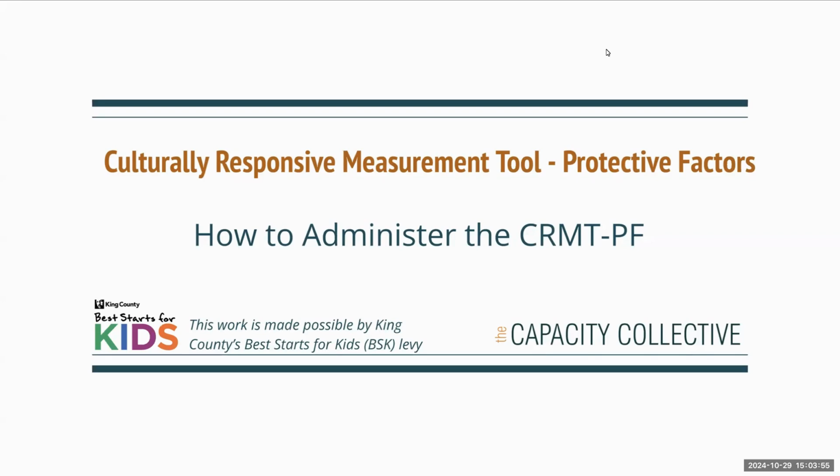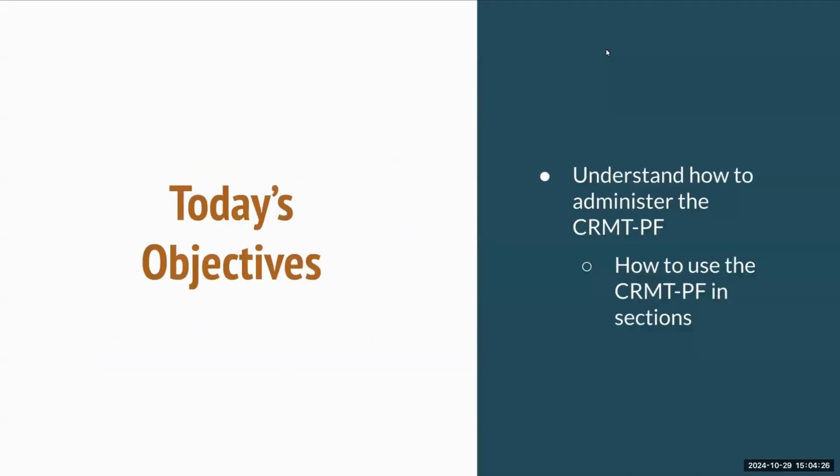In this video, we show you how to use the Best Start for Kids Culturally Responsive Measurement Tool, Protective Factors, or the CRMT-PF. We will call it the CRMT for short. It was created by the Capacity Collective and the King County Best Starts for Kids initiative, and it was tested and validated in diverse communities across King County, Washington. In the next few minutes, we will discuss how to administer the CRMT-PF and how to use the CRMT-PF in sections.